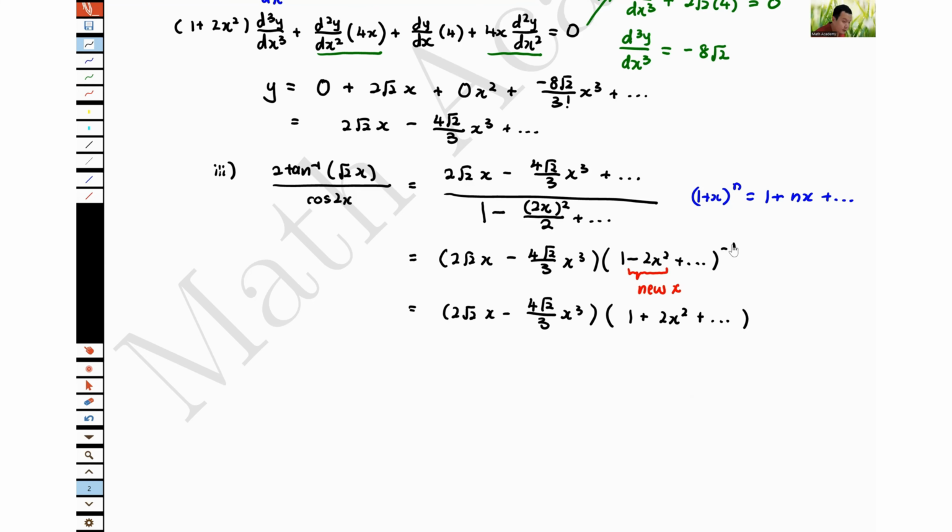Okay, nx, so minus 1 times this is positive. You only need to write in the terms that will be degree 3 and smaller. So I will be expanding this and this. Those that are larger than degree 3 don't need to write. Okay, so let's do the expansion.